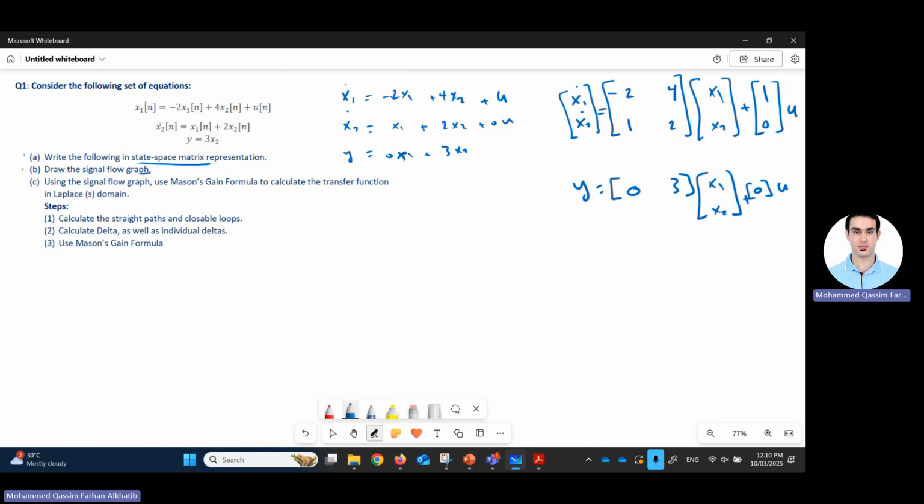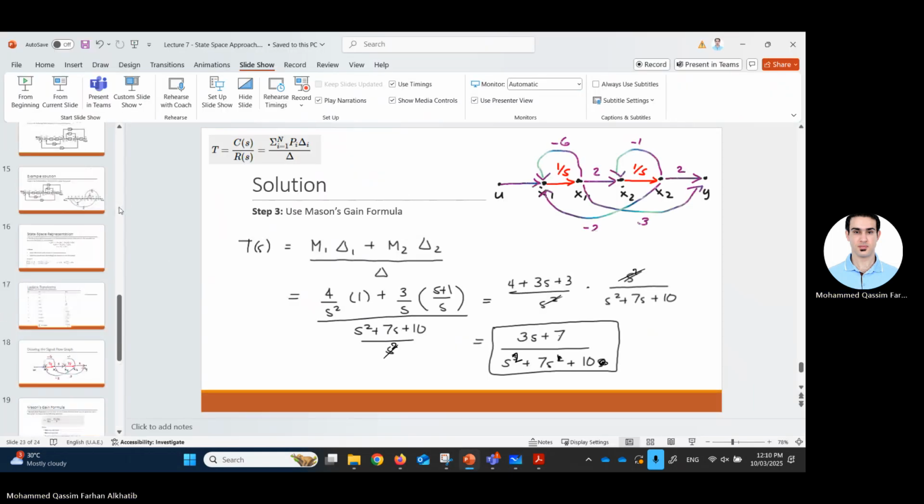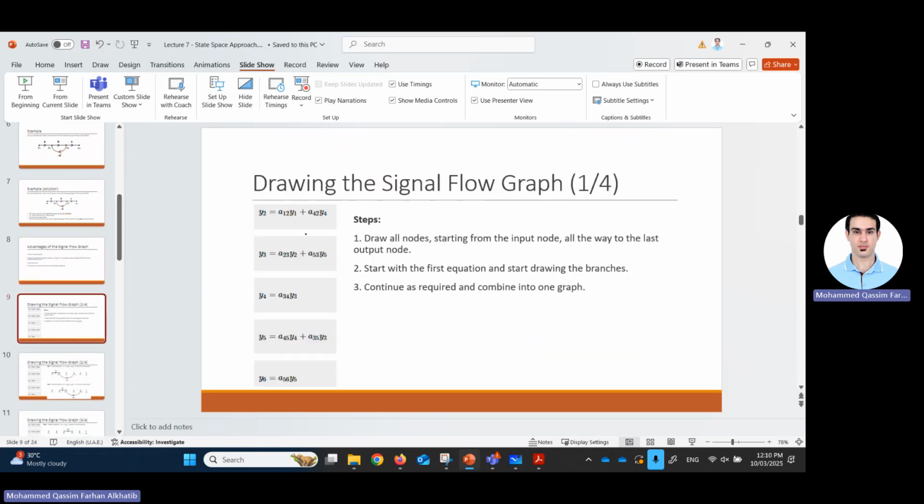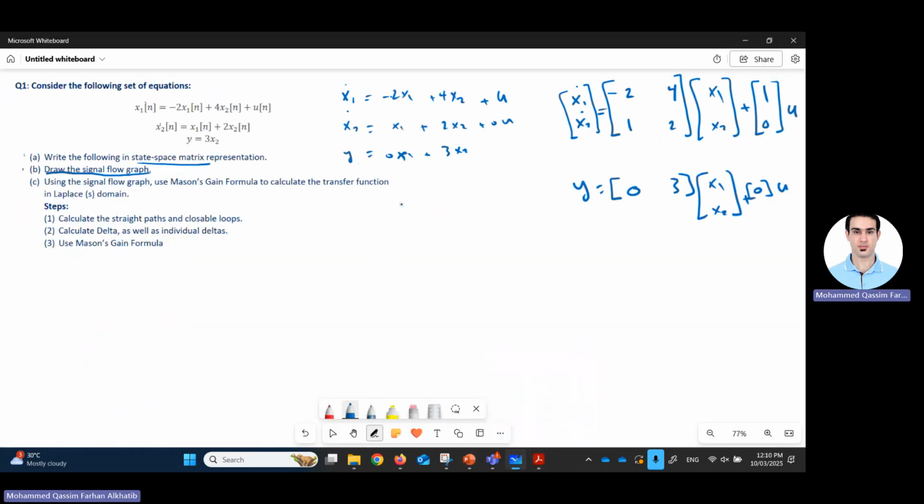Now the signal flow graph for this system. So we've done block diagram to signal flow graph, but we have this linear system. So we need to identify, like in the previous, what we did there at the beginning, the steps. So draw all nodes, starting from the input node and finish at the output node. So we'll go here. What is the input node and what is the output node?